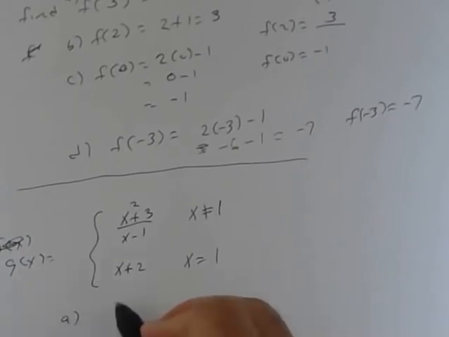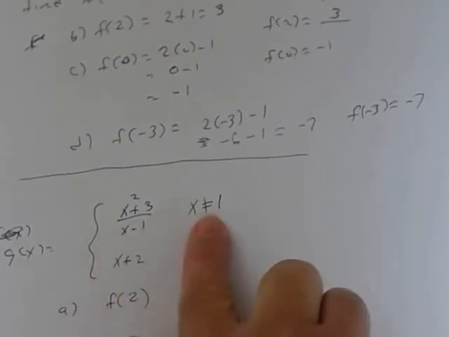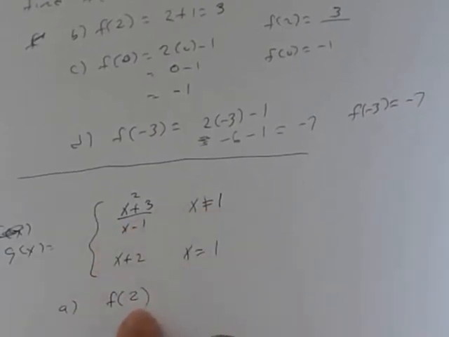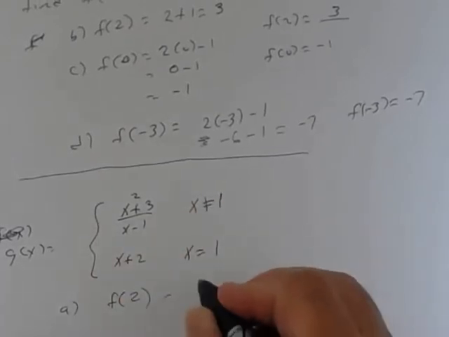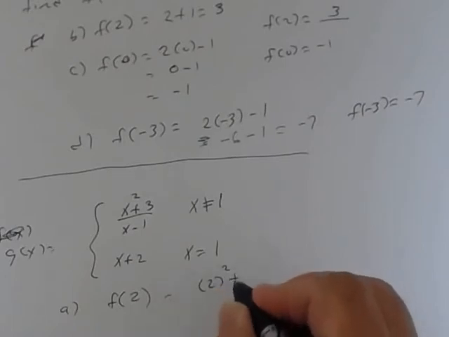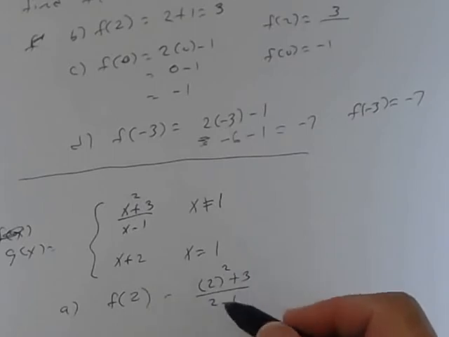All right, so watch how this goes. So A, find f of 2. Which one do I use? The first one. Because this says I use this function if x is not equal 1. Well, does x equal 1 here? No. X is what? 2. So I use the first one. So I get 2 squared plus 3 divided by 2 minus 1. Y'all agree with that? Wherever I saw the x, I plug in 2?